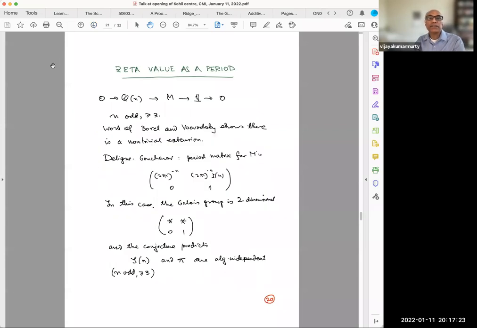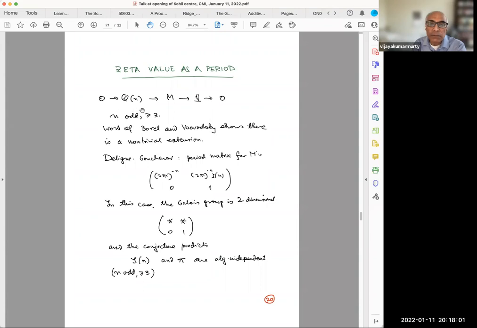So we're going to use the unipotent radical to get some information also about periods. Okay, now zeta function as a period. Now it becomes a little bit more abstract. Borel and Voevodsky showed that there's a non-trivial extension of Tate motives whenever I have an odd integer n. This is a Tate motive of weight minus 2n, and there's a non-trivial extension of this, and the periods of that mixed motive have been computed by Deligne and Goncharov as essentially a power of pi, in fact, pi to the n and pi to the n times zeta of n.